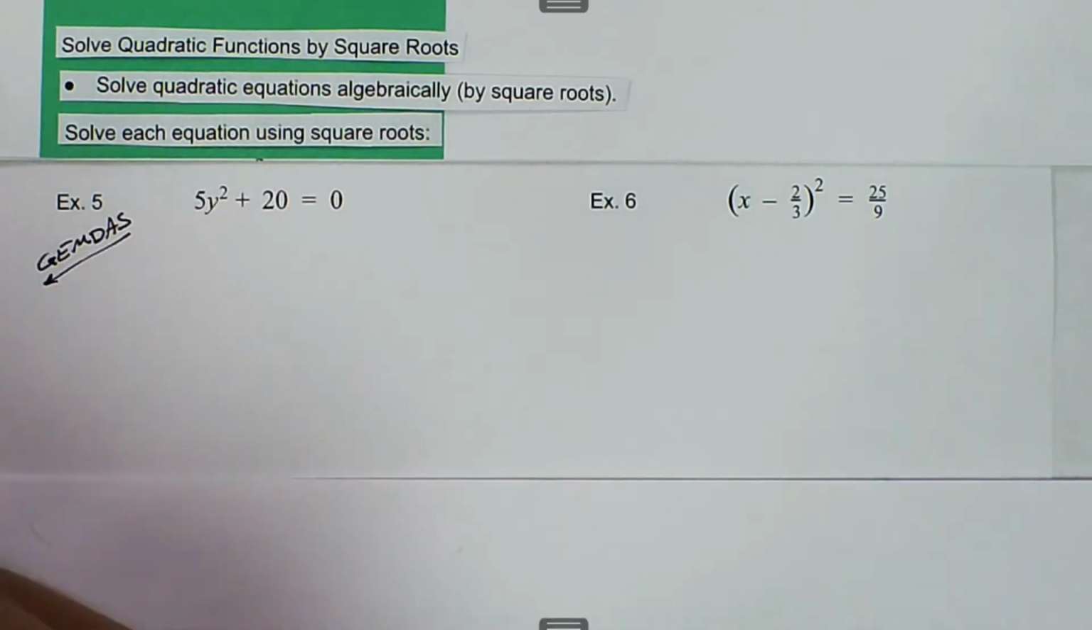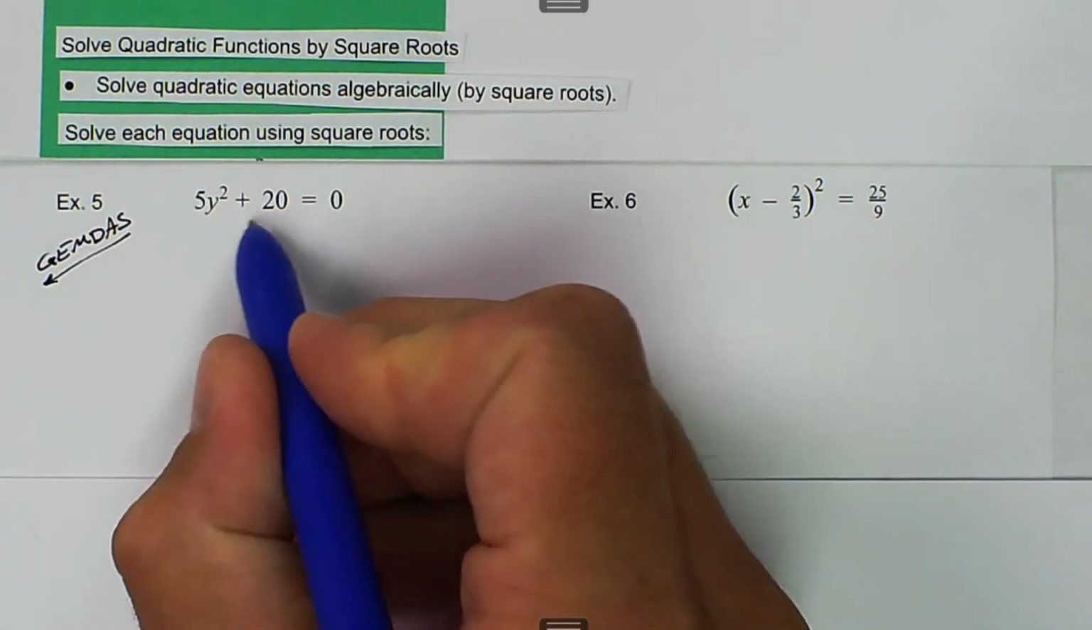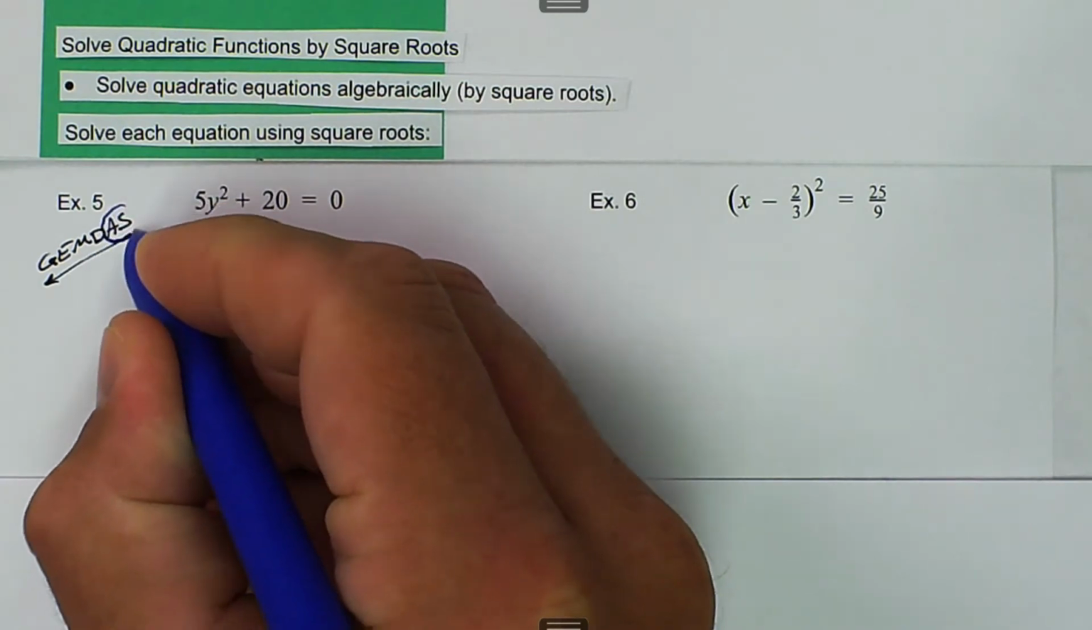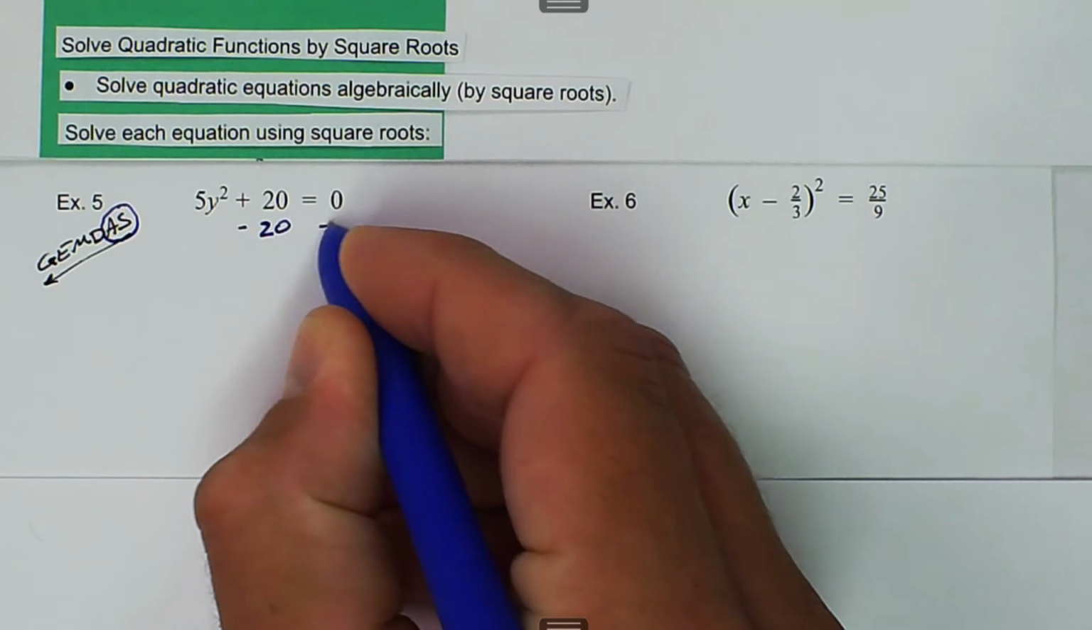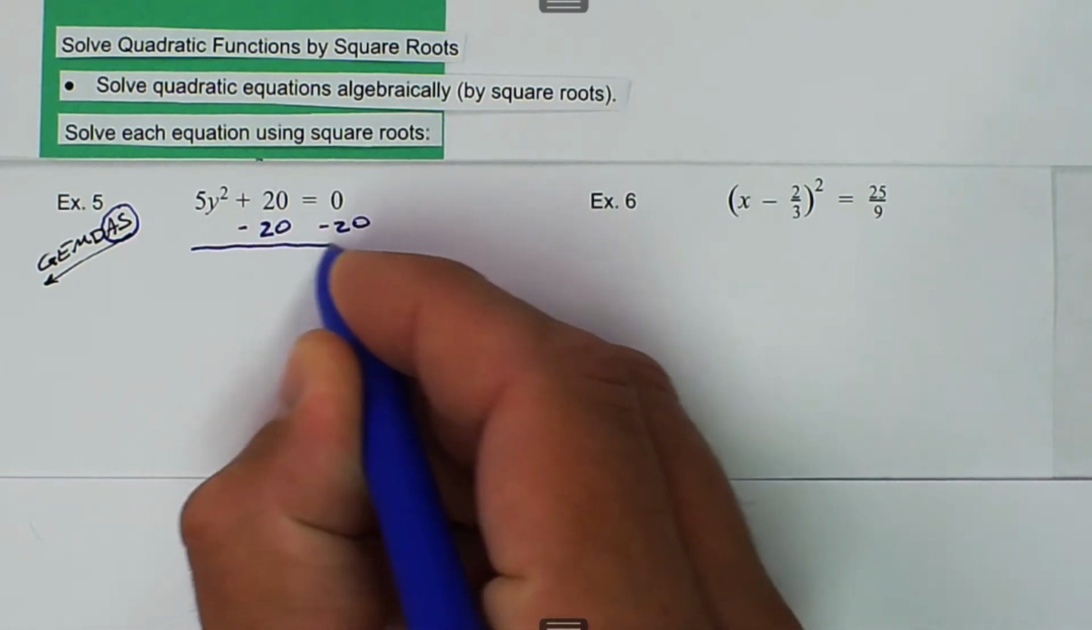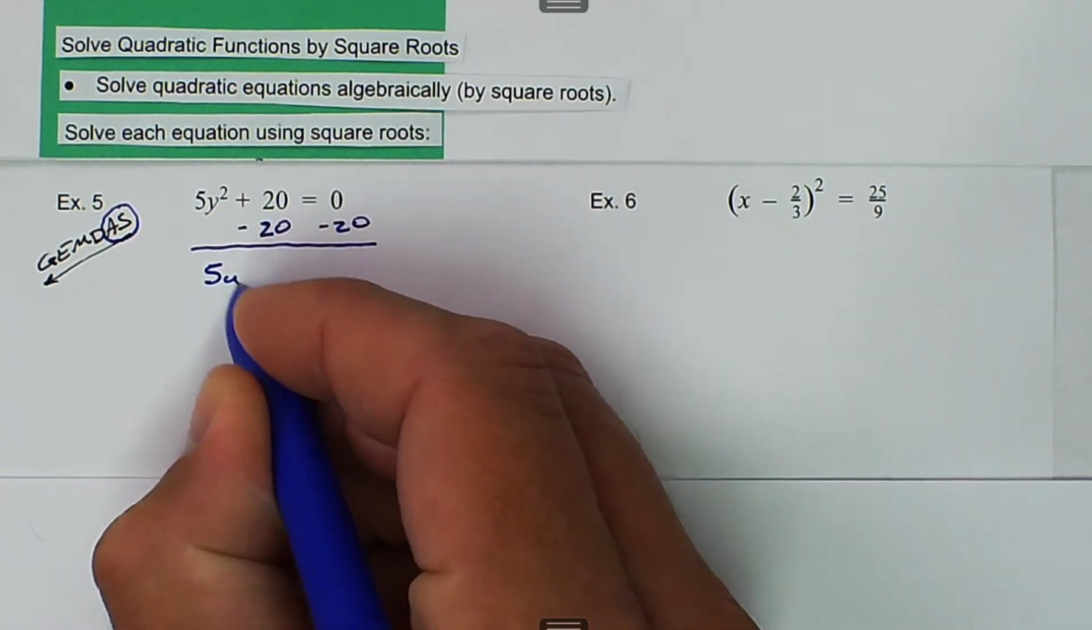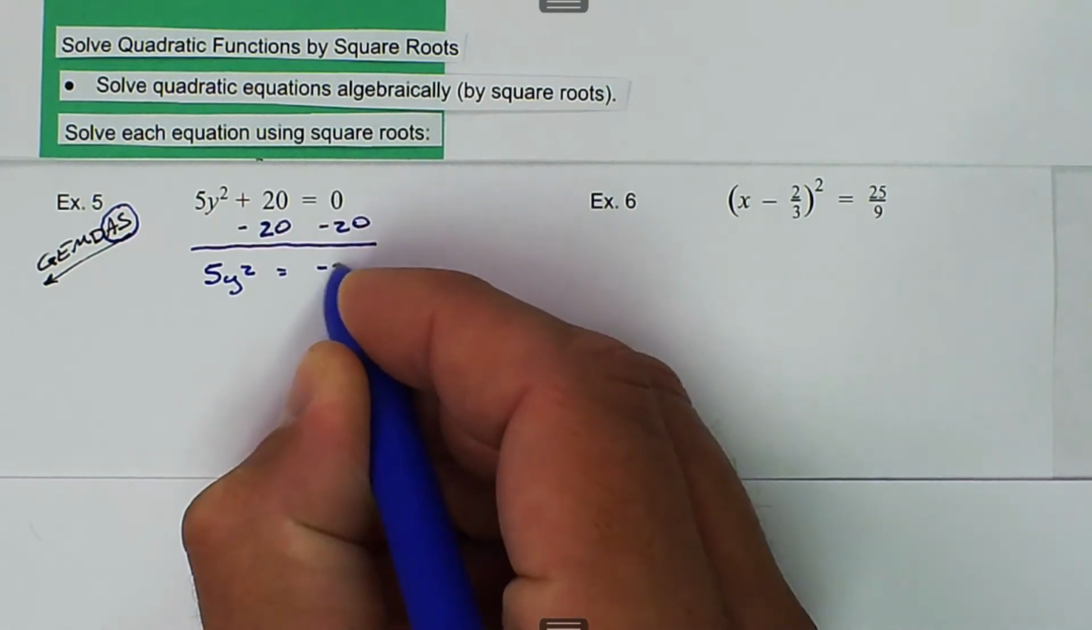And we always start with addition and subtraction and then work our way to groups. So we see that we do have addition. So the inverse of addition is subtraction. So we're going to subtract 20 from both sides of the equation. And then we get 5y squared equals negative 20.